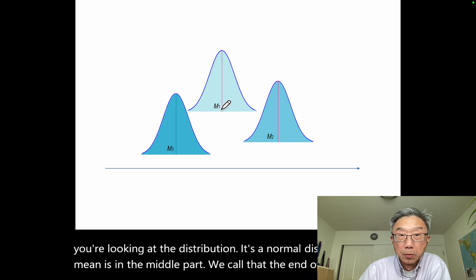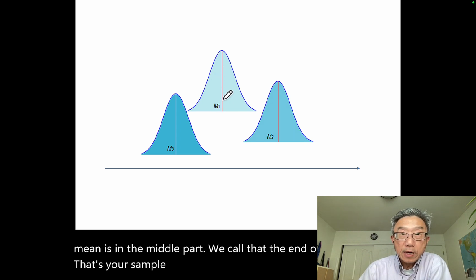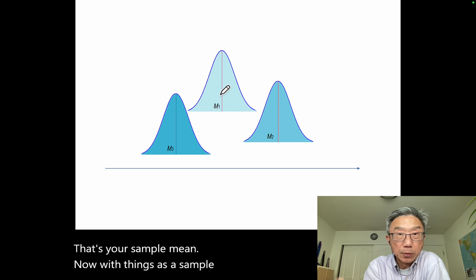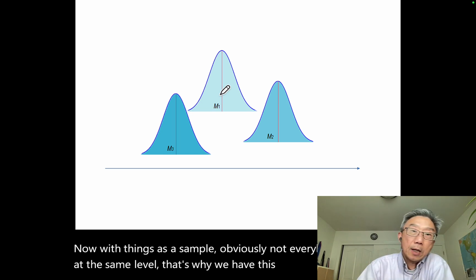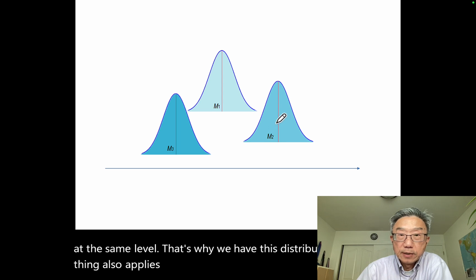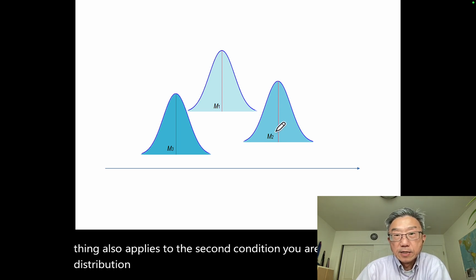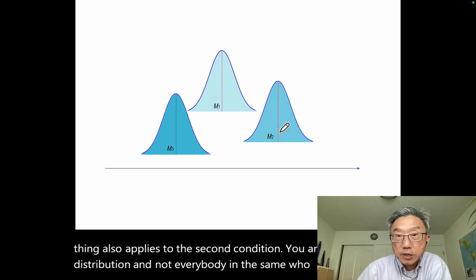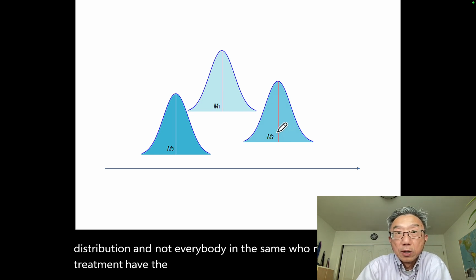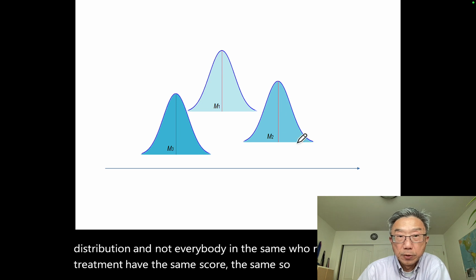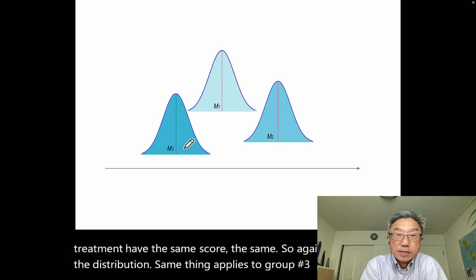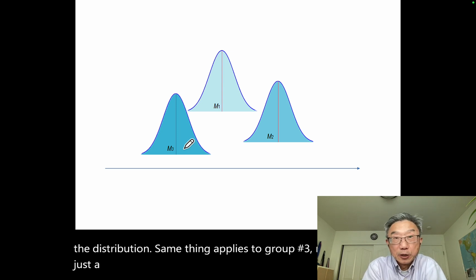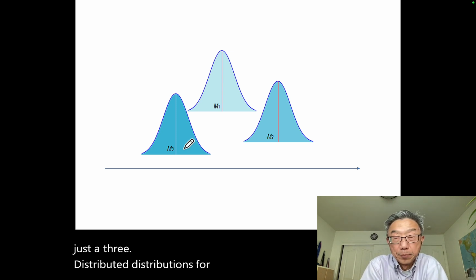That's your sample mean. Now, within that sample, obviously, not everybody performs at the same level. That's why we have this distribution. The same thing also applies to the second condition. You are looking at this distribution, and not everybody who received the same treatment has the same score. So again, you look at the distribution. Same thing applies to group number 3, right? So this is just 3 little distributions for the sample data.